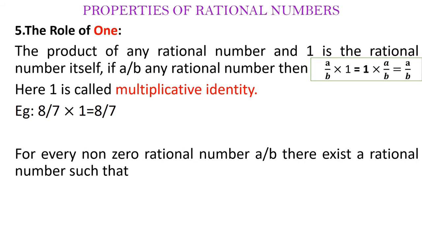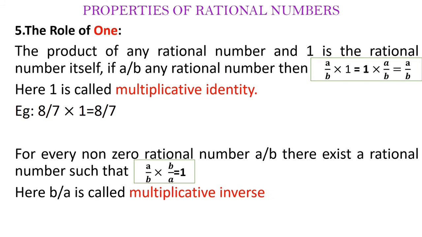For every non-zero rational number a/b, there exists a rational number such that a/b into b/a is equal to 1. Here b/a is called the multiplicative inverse. 3/4 into 4/3 is equal to 1. So we have done cross multiplication, so we get 1.